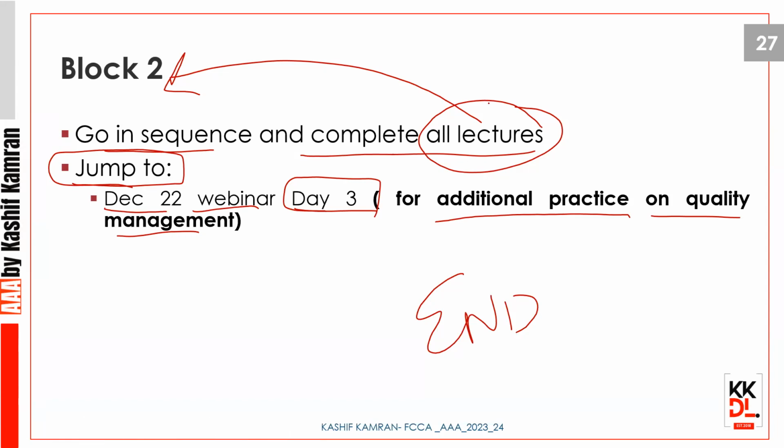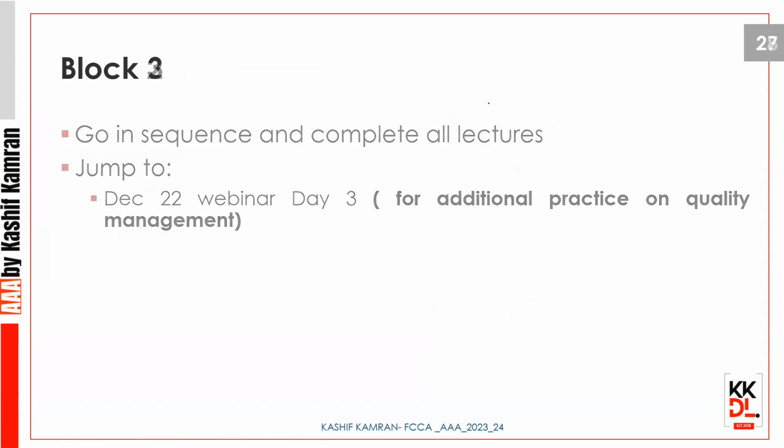Next, block three, where you have to do lots of jumps. Block three, the most difficult, the most technical, most of the time will go here. You need to take a printout of this block three and put it on your reading tables because block three has a very different sequence to follow.